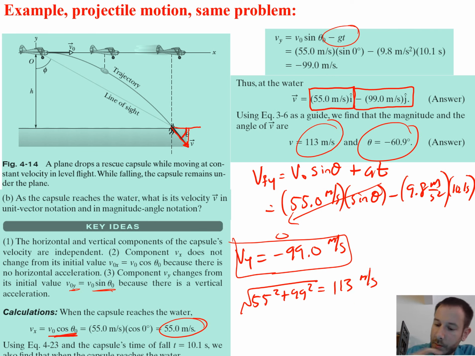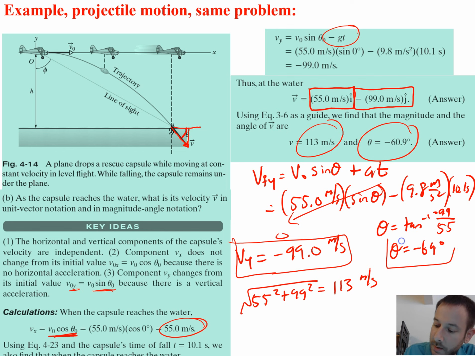If I wanted to do, well, let's use tangent. So theta is going to be the inverse tangent of opposite divided by adjacent. So the opposite is going to be your y component, which is negative 99. And the x component is going to be 55. Okay, so you get a theta of negative 69 degrees.